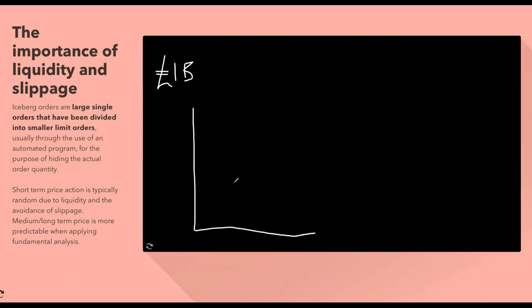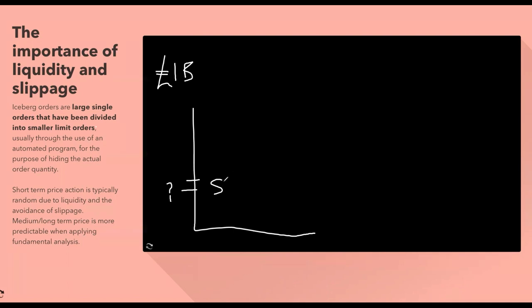There needs to be £1 billion worth at a certain price, and they must be the only ones looking to buy that. So they need enough sell orders. They need £1 billion worth of sell orders at a specific price, and they must be the only ones buying at that particular price to avoid what is known as slippage.